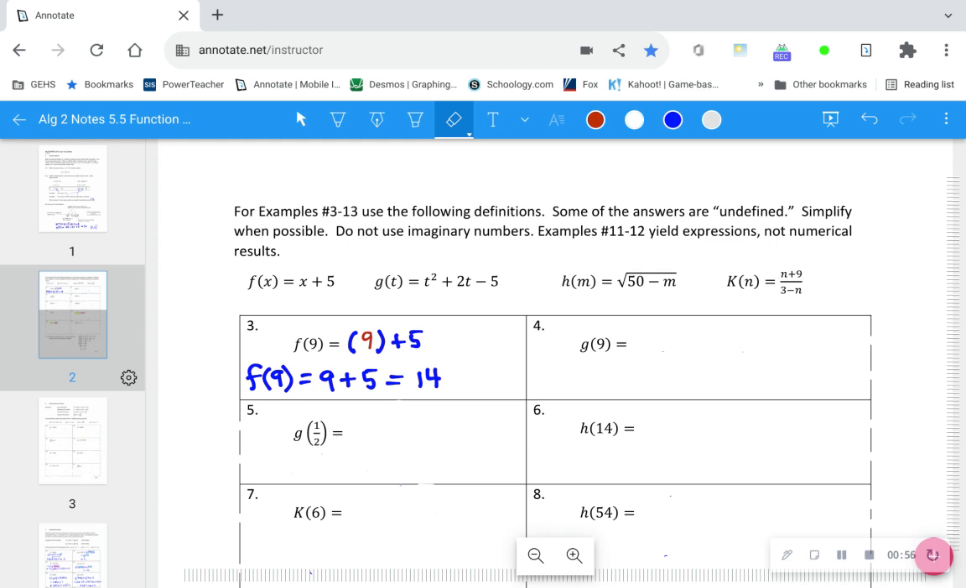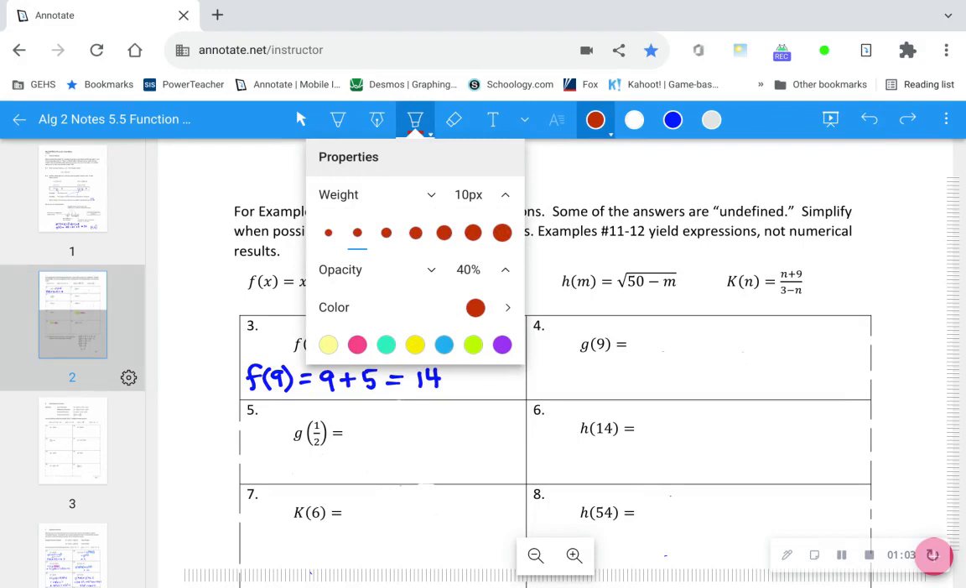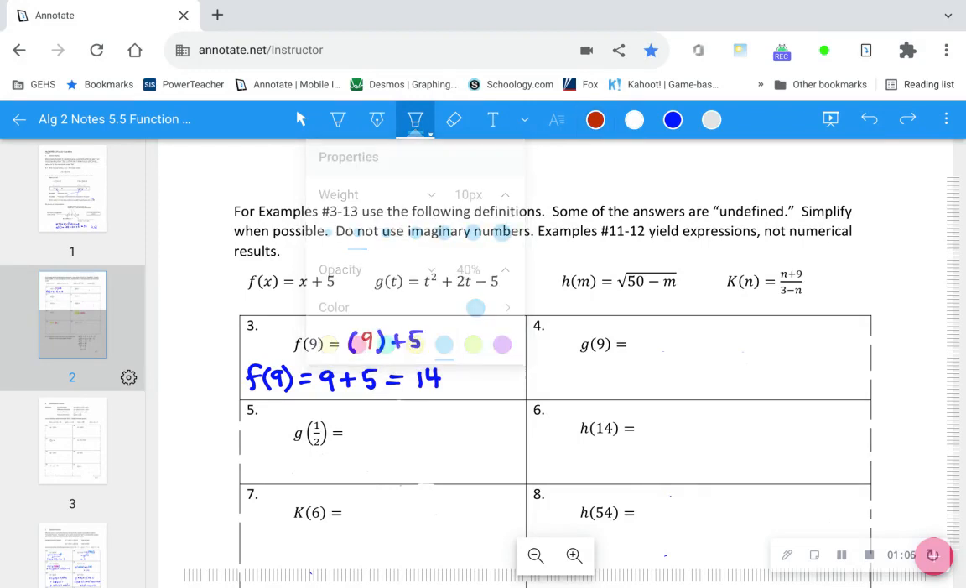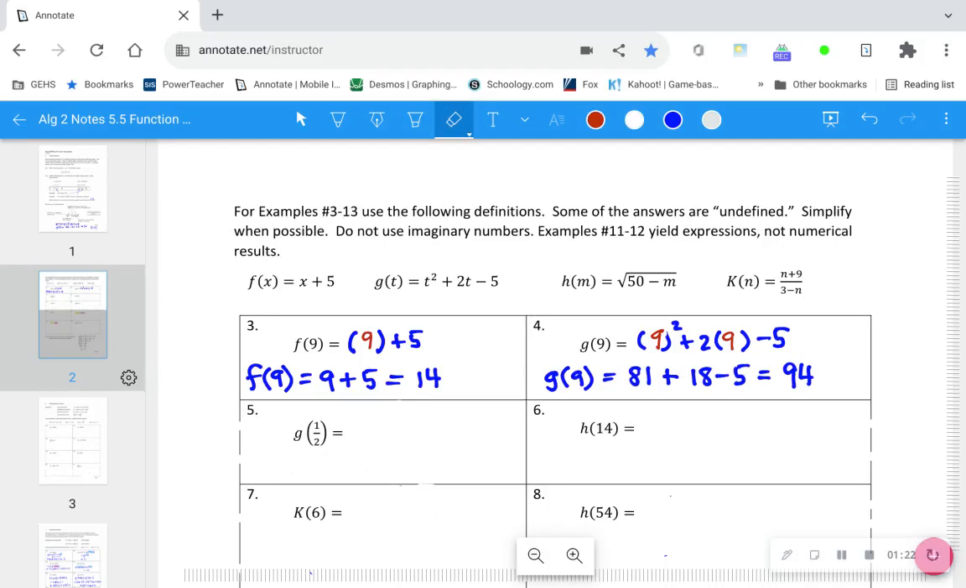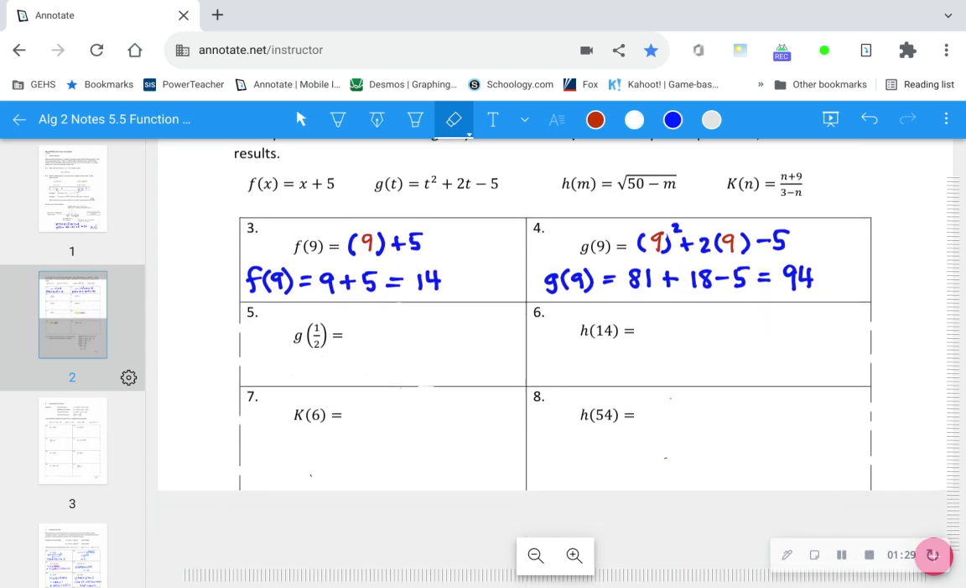Okay. The next one, we're going to plug 9 into the next one, and you can see we're talking about this one now. 9 plugged into that one. We're going to put 9 in those little slots. And when you do that and start doing some calculations, 9 times 9 is 81. We'll get the ball rolling. 2 times 9 is 18, minus 5, and the grand total of 94.